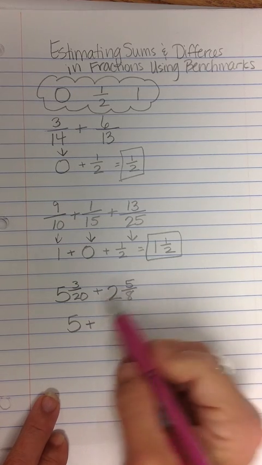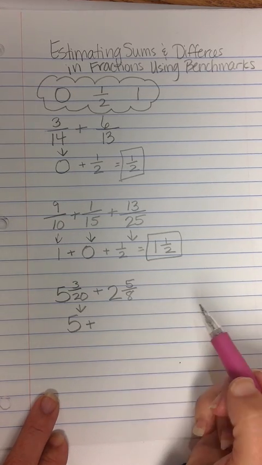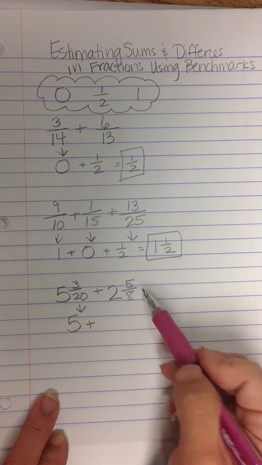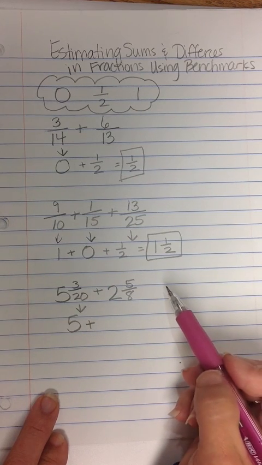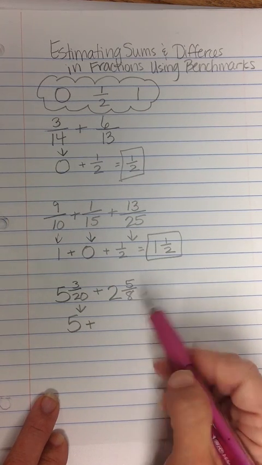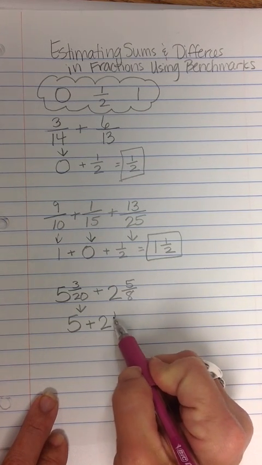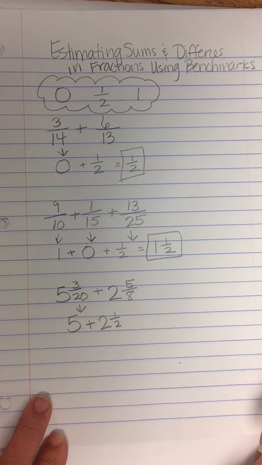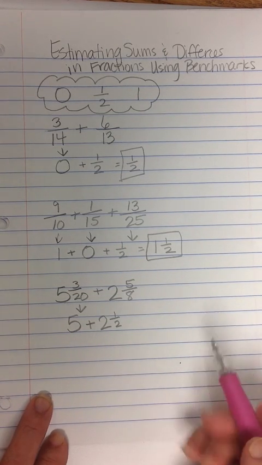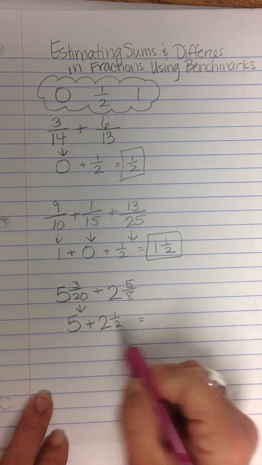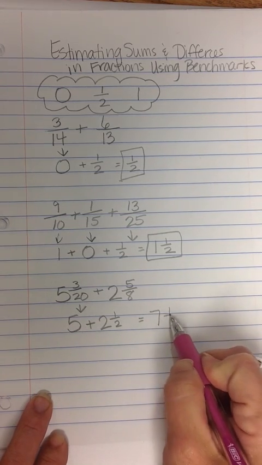2 and 5/8. Well, 5/8 is pretty close to 4/8, which would be a half. So 2 and 5/8 is closest to 2.5 than it is to 2 or 3. Now I can add my new numbers. 5 plus 2.5 is 7.5.